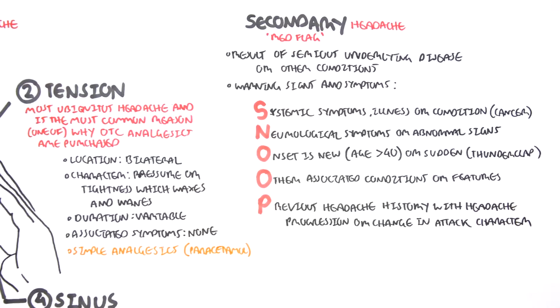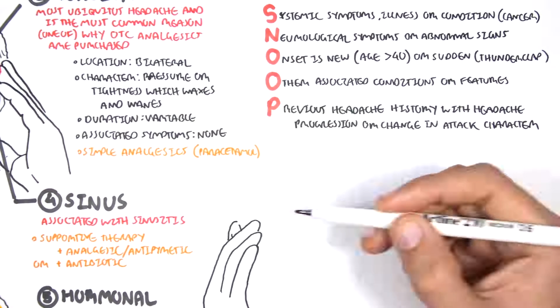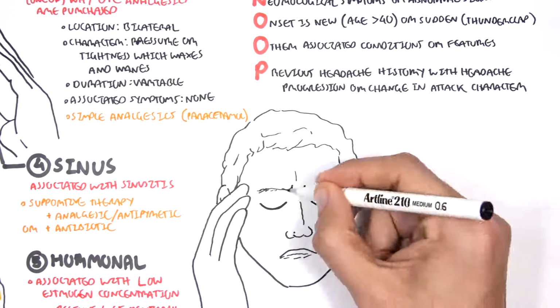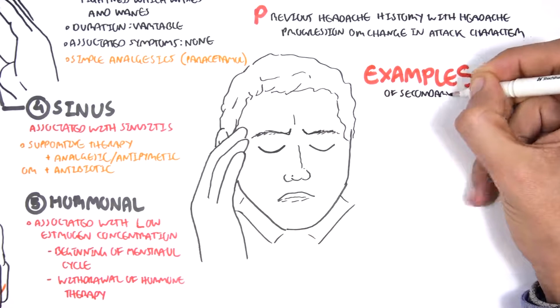So essentially what SNOOP is trying to say is that the headache the person presents with is very abnormal, and it has all these signs and symptoms which tell you, hang on a second, this is not normal. This is a more serious problem. This is more serious than a tension headache or a migraine. So let's look at some examples.